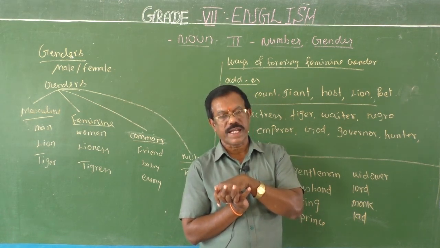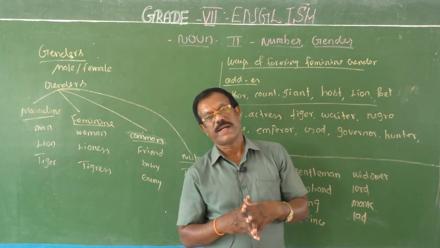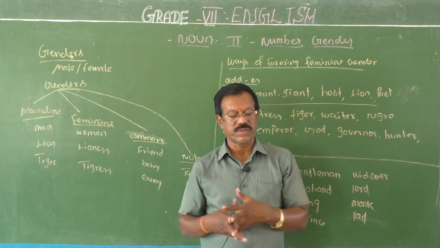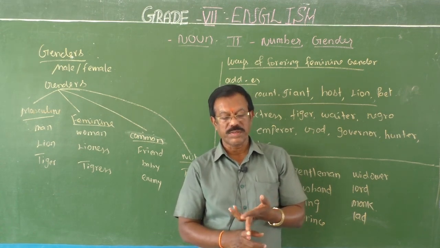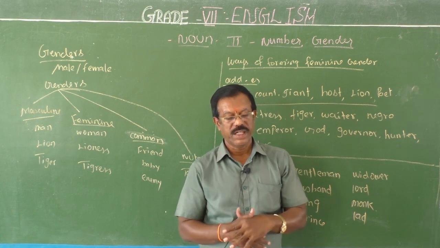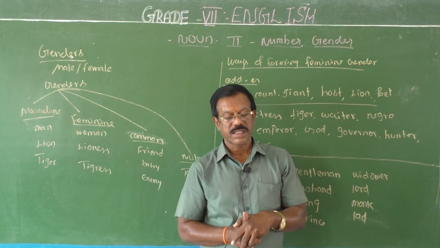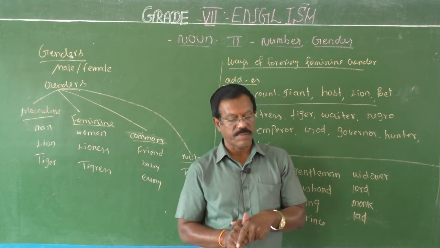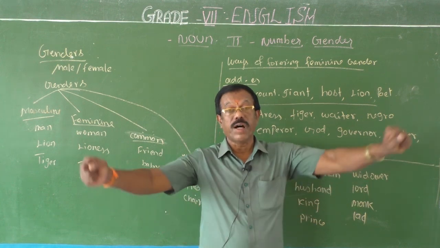Abstract nouns and collective nouns are considered to be neuter gender, mostly. For example, gang, audience, crowd, beauty, truth. Okay, fine. Small babies are considered to be common gender. Masculine gender is used for things which have remarkable strength.